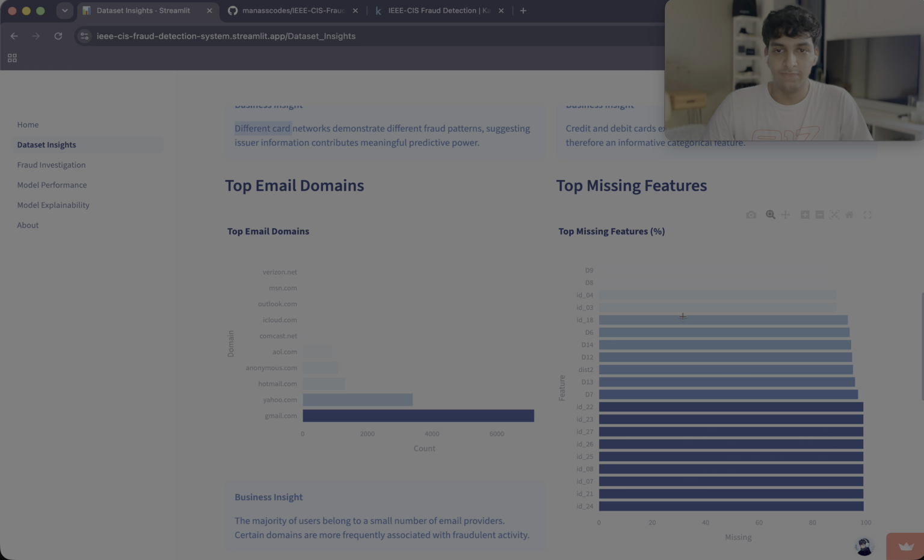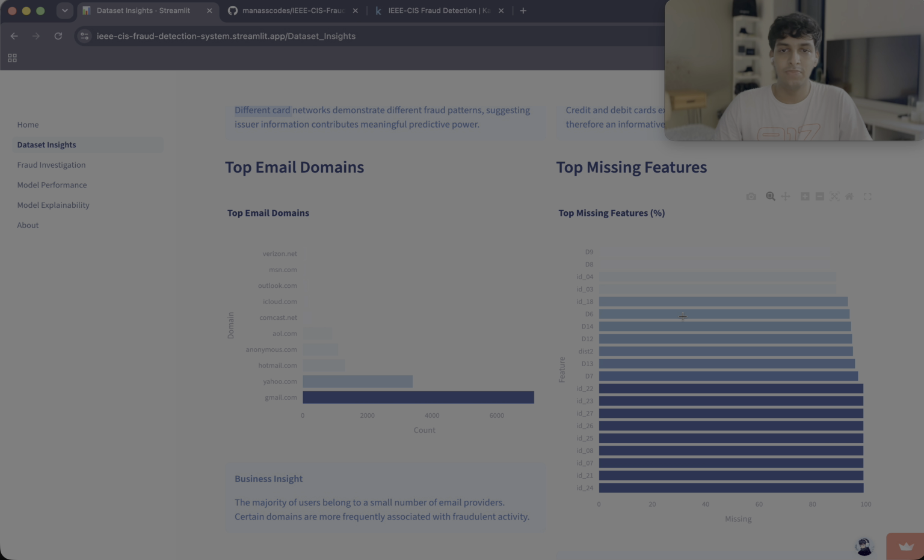Now comes the user. Which user is responsible for fraud? So how can we identify that using email domains? I have calibrated a few email addresses and counted them. You can see Gmail has the highest number of users. Yahoo dominates the second place, and Hotmail the third place.